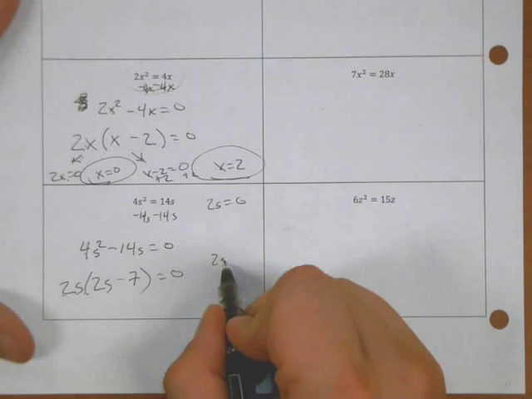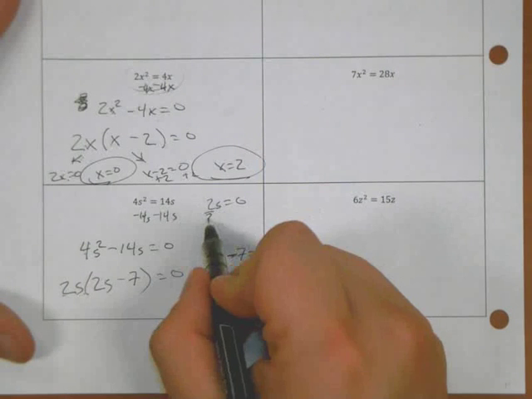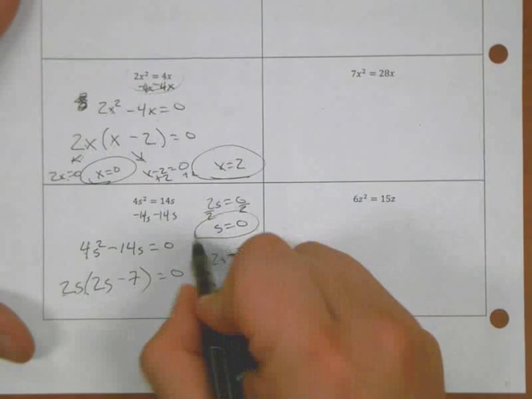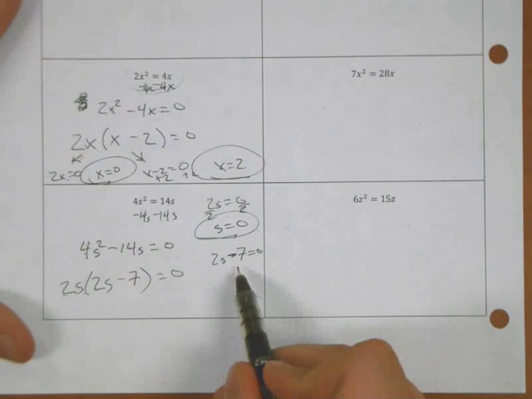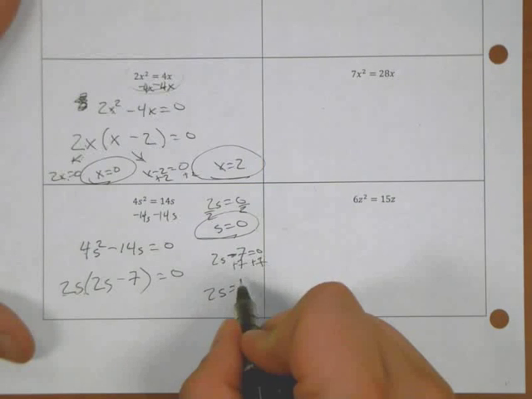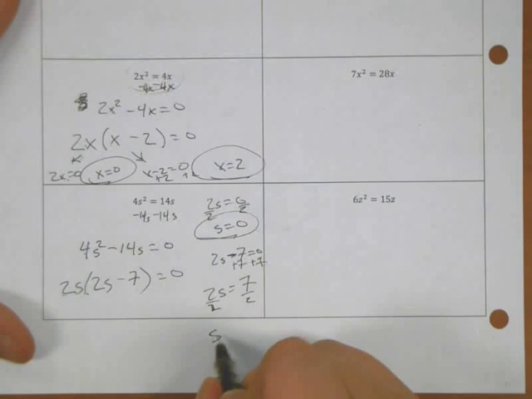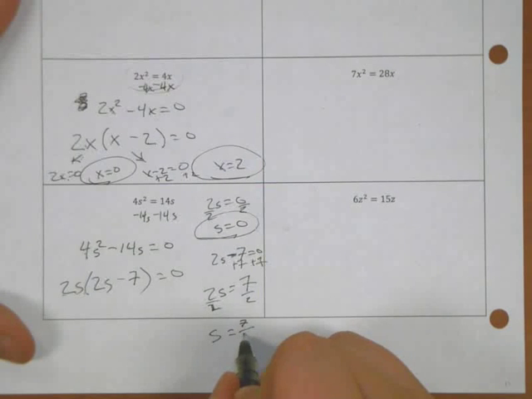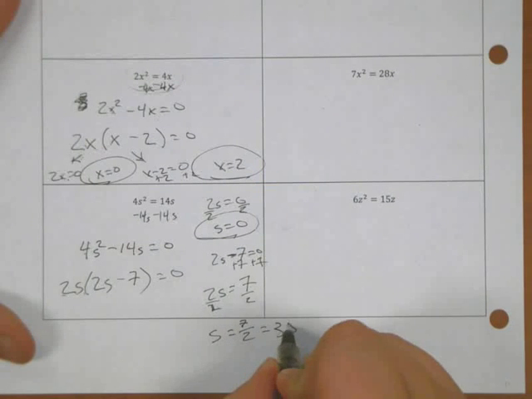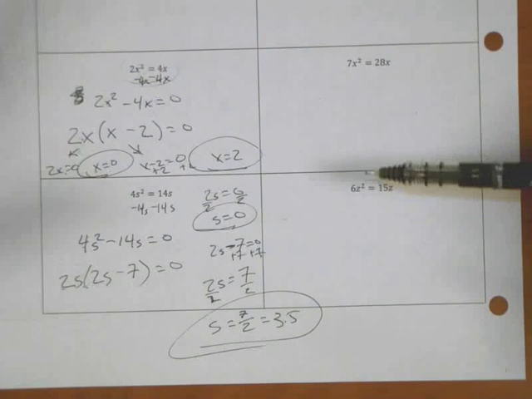So my two equations are 2s could be 0, or 2s minus 7 could be 0. So divided by 2, s is 0. This looks like a two-step equation, so I'll add 7. I get 2s equals 7. Divided by 2, s could have been 7 over 2. In decimal, that's 3.5.